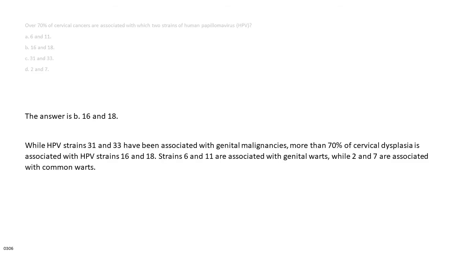The answer is B. 16 and 18. While HPV strains 31 and 33 have been associated with genital malignancies, more than 70% of cervical dysplasia is associated with HPV strains 16 and 18. Strains 6 and 11 are associated with genital warts, while 2 and 7 are associated with common warts.